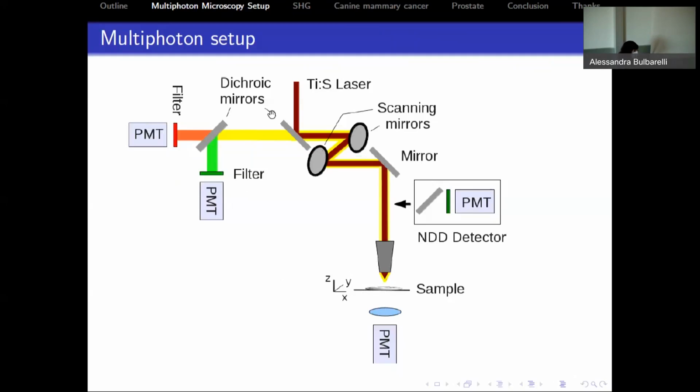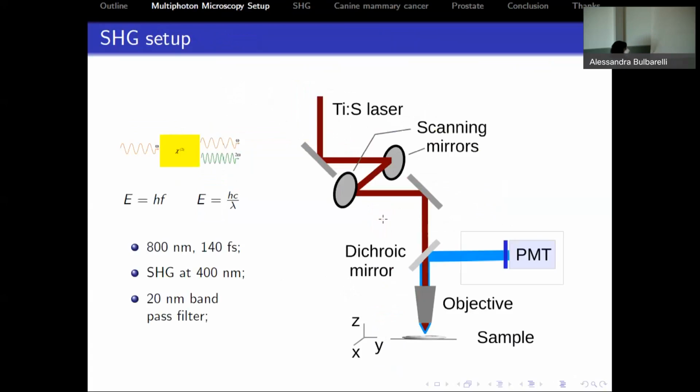And with the same microscope, we modified it to include an extra detector just on top of the objective that is used to do the second harmonic generation. Second harmonic generation is a nonlinear polarization of the material, which occurs in materials with non-centrosymmetric properties, like collagen, which is common in most tissues. It interacts with the laser.